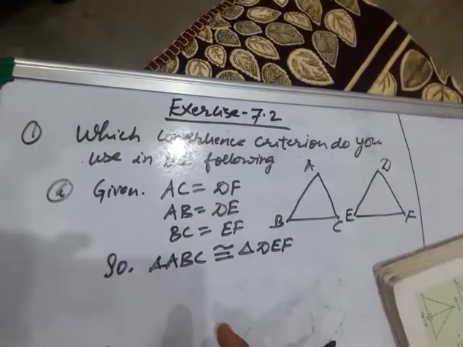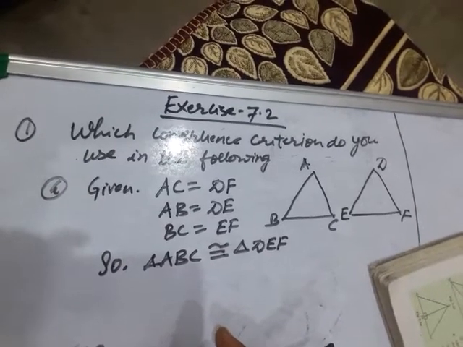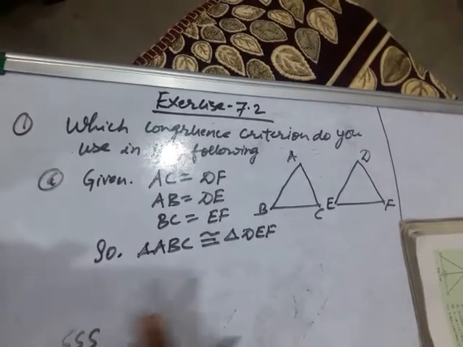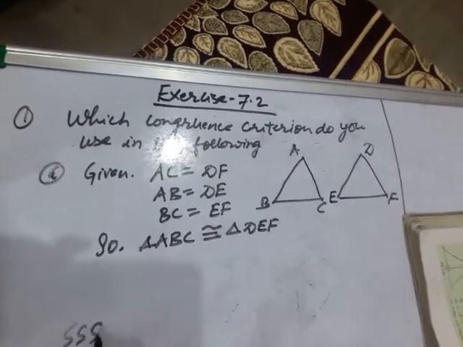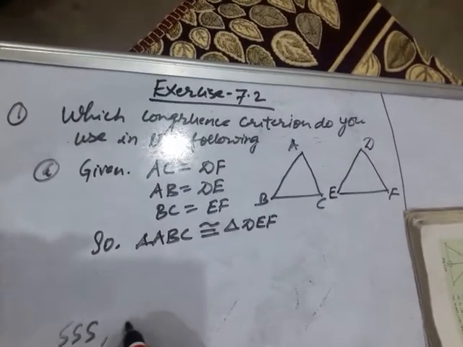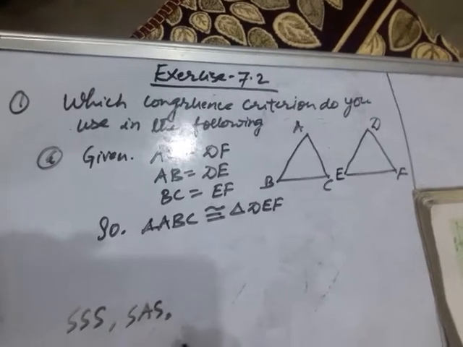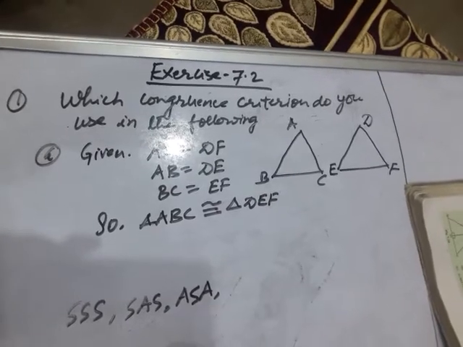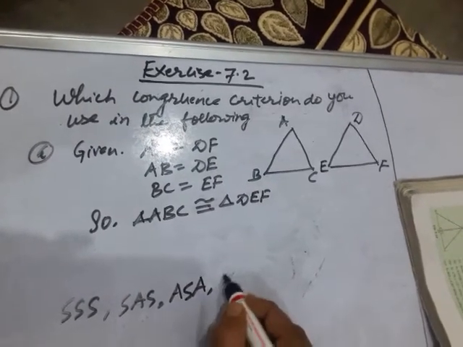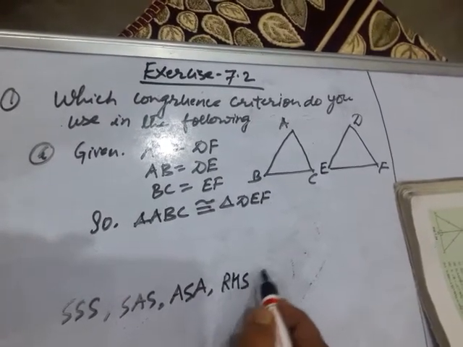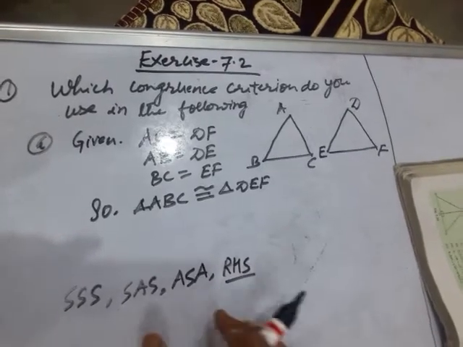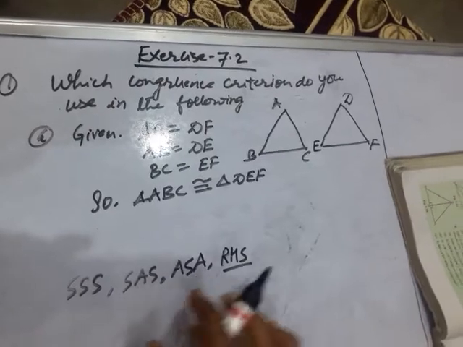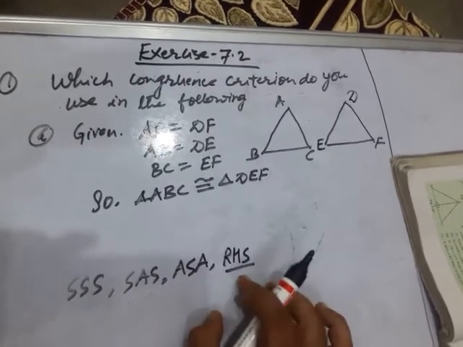Let us start exercise 7.2. Children, till now we have seen the congruence criteria, that is triple S. Then SAS we have seen. Then ASA also we have seen. Clear? Then what else? RHS, that is in right triangles. Clear? These four congruence criteria we have seen: triple S, SAS, ASA, and RHS.